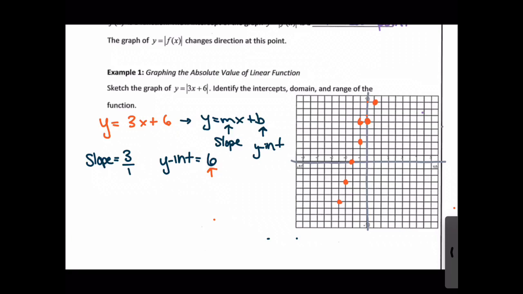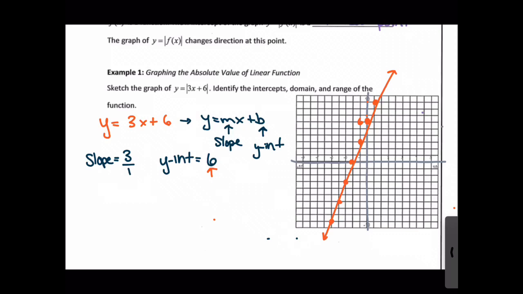So just make your long line. So that is our line. So hopefully you remember how to graph y equals mx plus b. If you're going for a positive slope, you always go up and over to the right. If it's a negative slope, it would go to the left. So positive slopes go to the right.